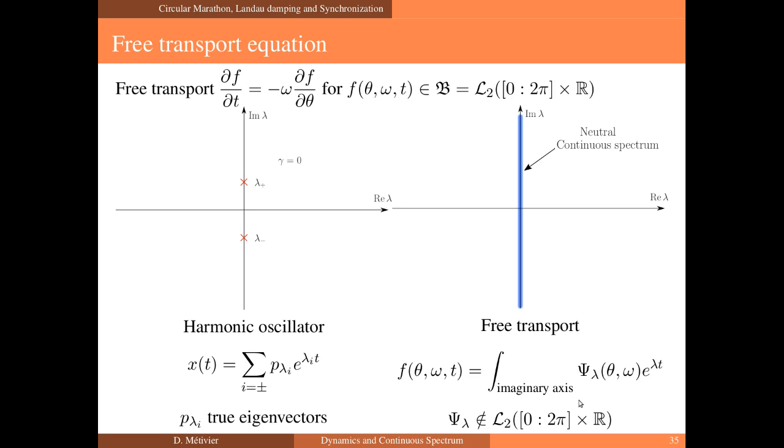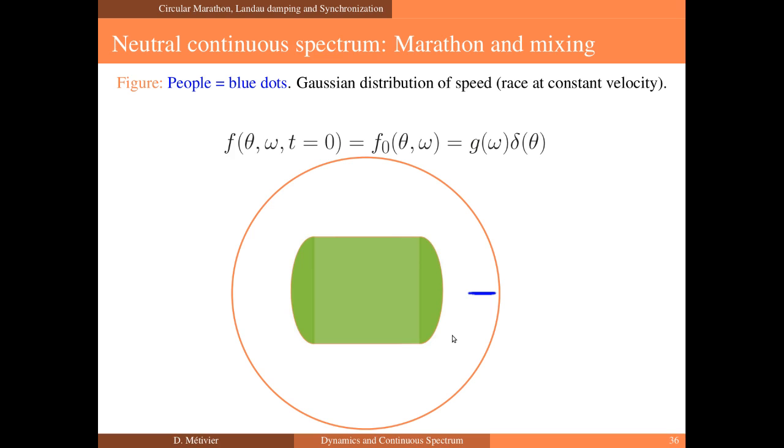And the psi, which are like the eigenvectors, are not really eigenvectors because, as we saw, they are kind of like delta functions, or here it's not really a delta function, but they do not belong to the space L2. So that's the difference between the two.